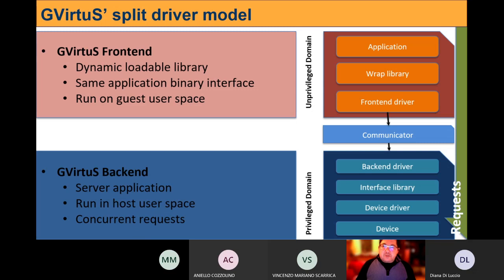Basically, from the request point of view, I have the application, the wrap library, that is the stub library, the front-end driver, then the communicator, the back-end driver, the interface library, the device driver, and then finally the device.